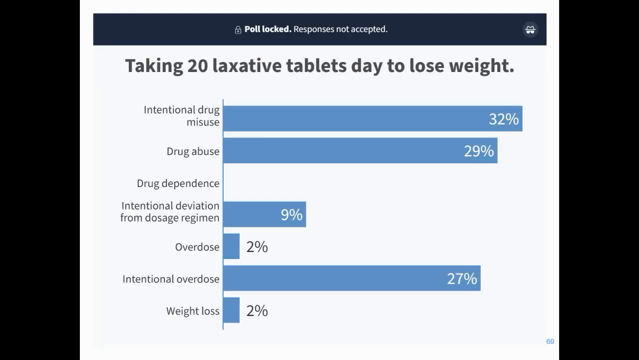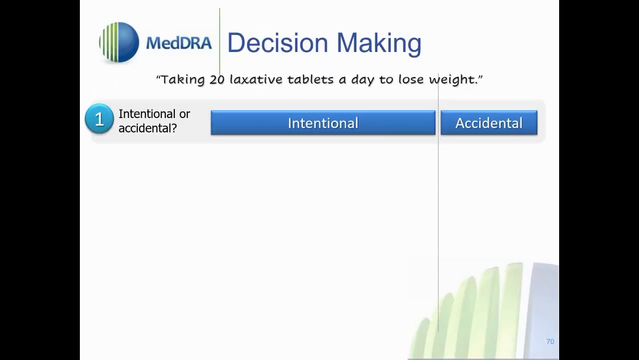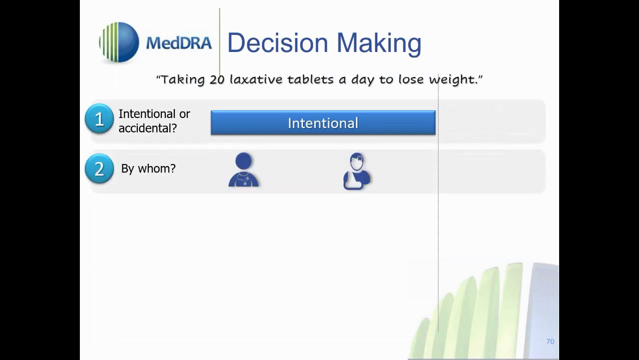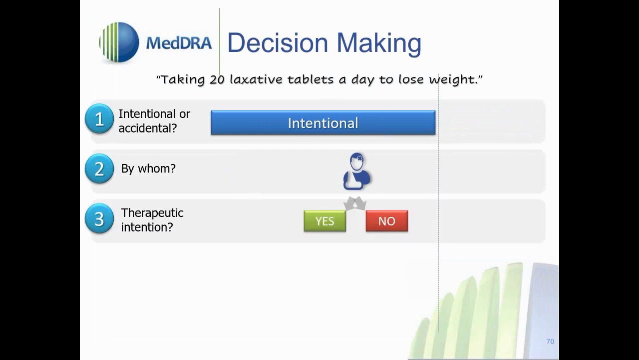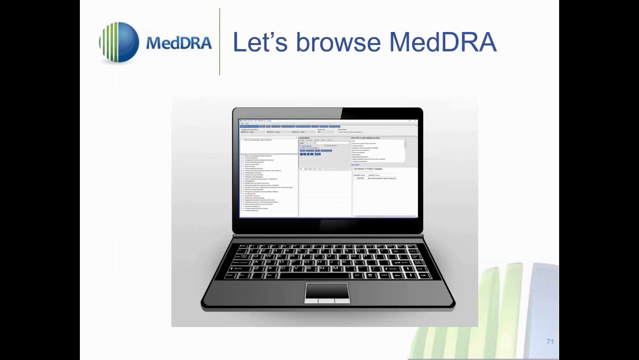Let me close the poll and first classify the event. So here we know it was an intentional deviation from the label by the patient, and it was not for a therapeutic purpose as indicated in the label. It was for different purposes, for weight loss. So this is a drug abuse, not a dependence. This was not reported, but needs to be classified as drug abuse.